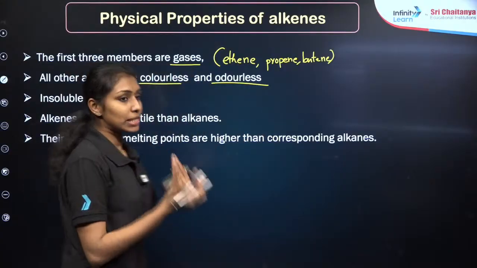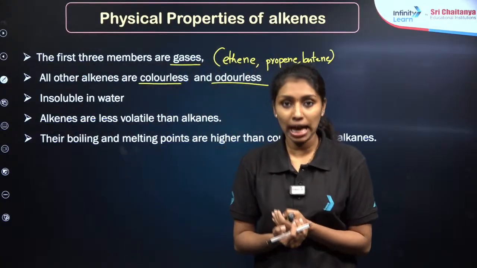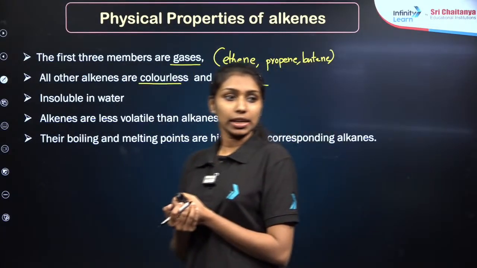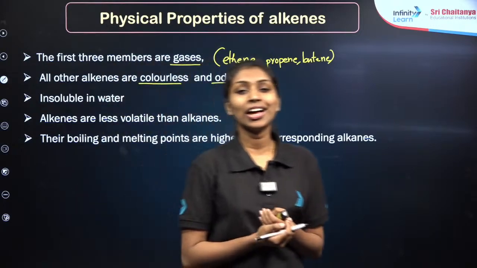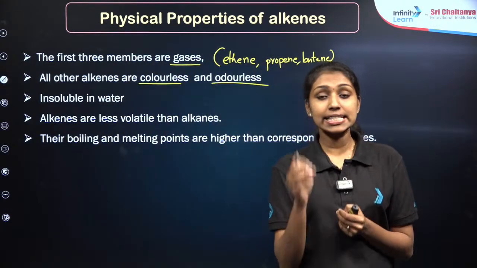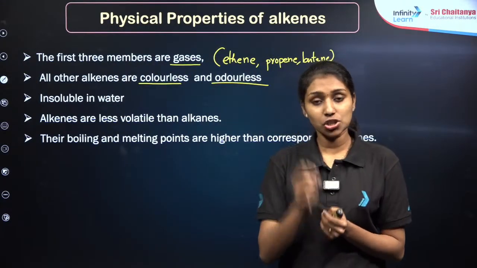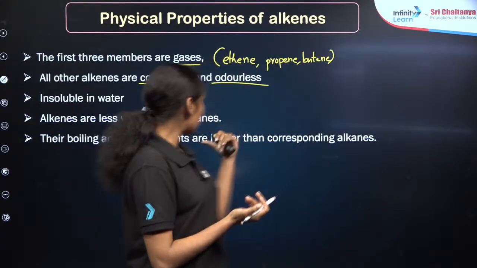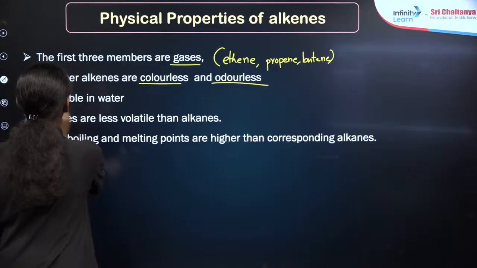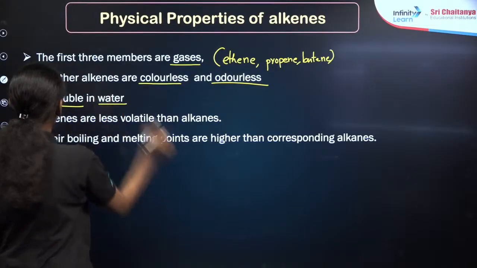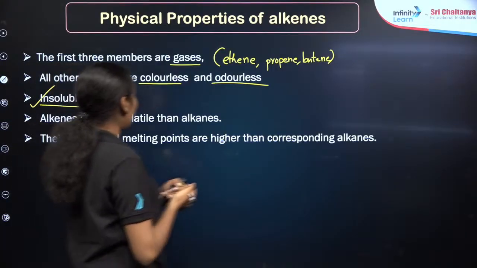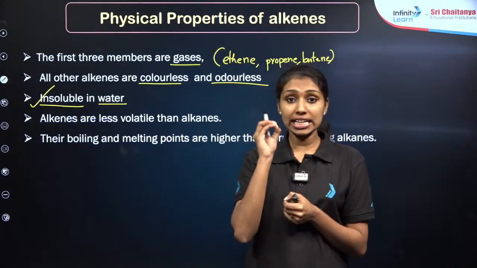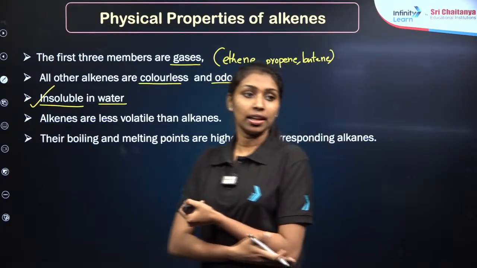Then about the solubility, alkenes are non-polar in nature, so they dissolve only in non-polar solvents. They are insoluble in water. Then, alkenes are volatile, right?